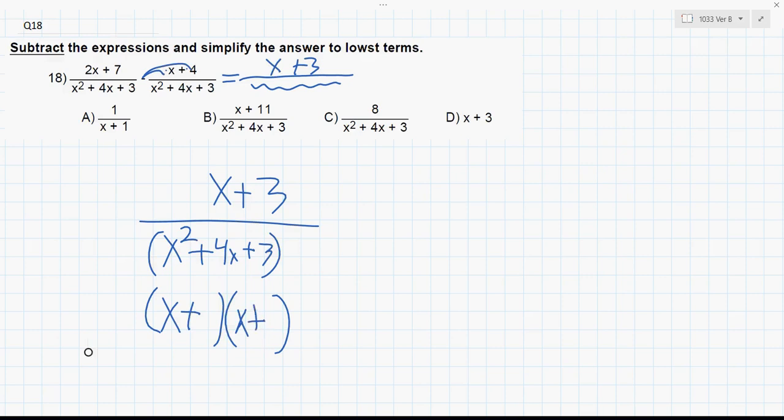So what numbers do I have that'll multiply to 3 that'll add up to, right, 3 and 1? So we've got 3 and 1, and then we'll realize very quickly that this x plus 3 and this x plus 3 cancel out, and then you would have an imaginary 1 on top of an x plus 1, which would be answer A.